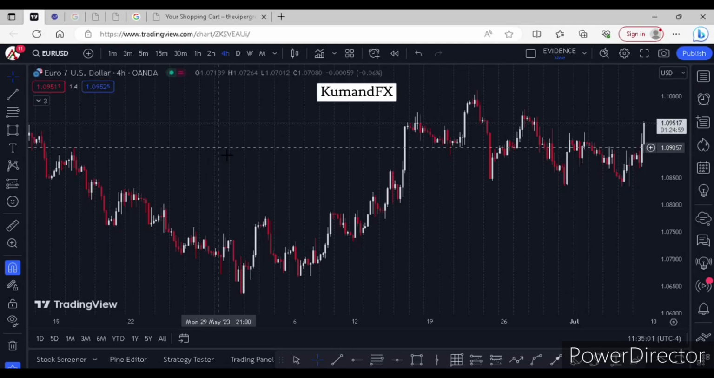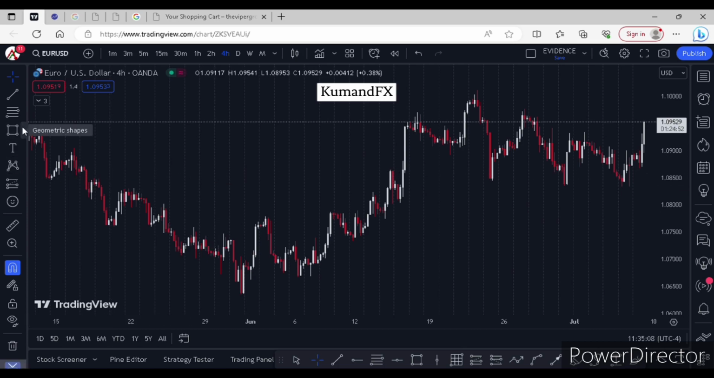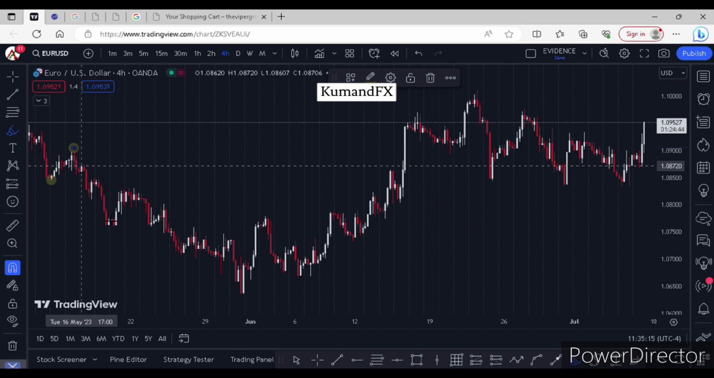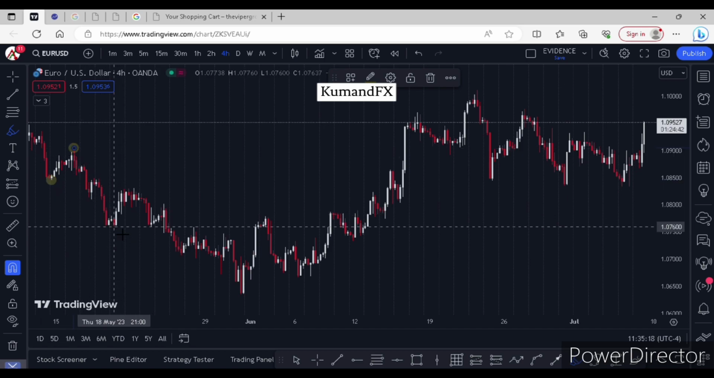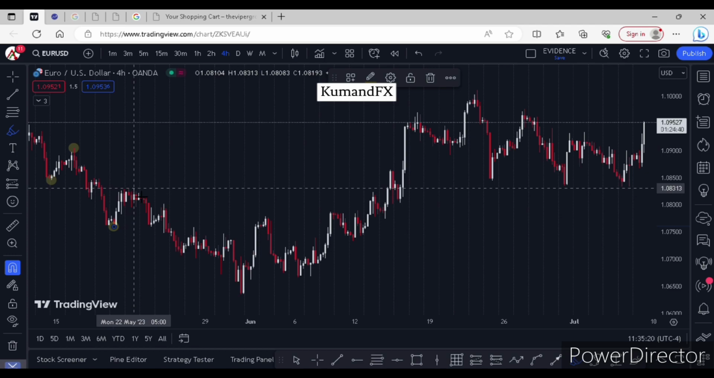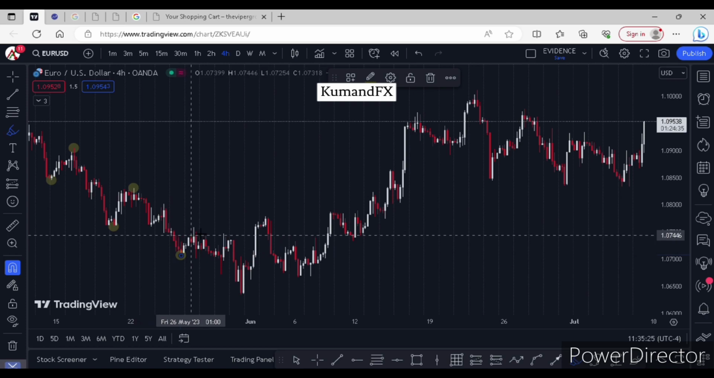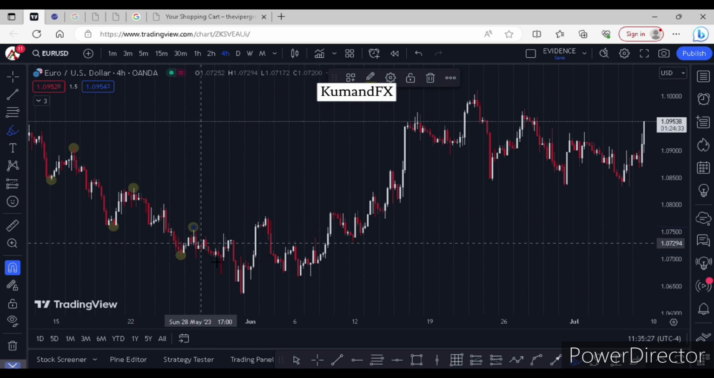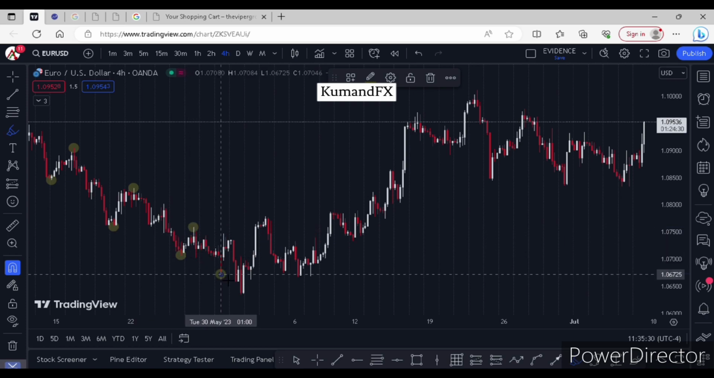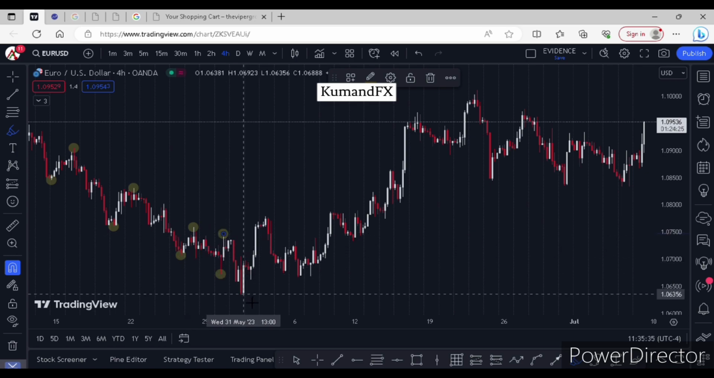So, analyzing this pair, looking at the Euro US dollar on the 4 hour time frame, to analyze the price behavior from bearish order flow to bullish order flow, we have a lower low, a lower high, a lower low, and a lower high, and a lower low, a lower high, a lower low, a lower high, a lower low.